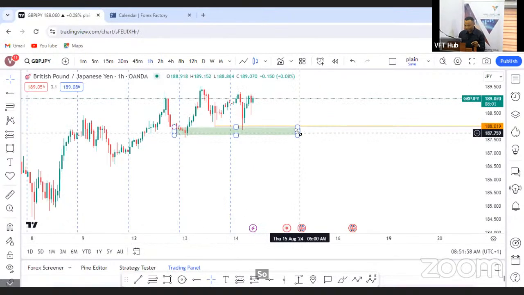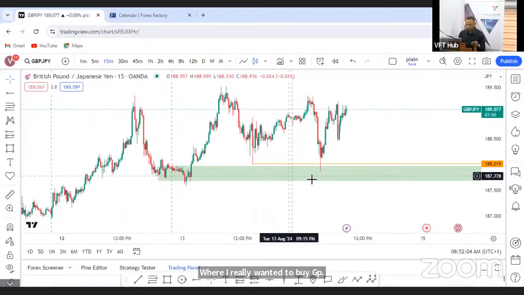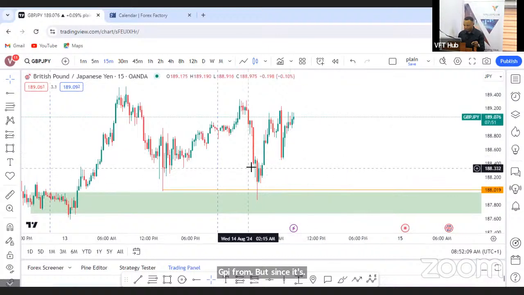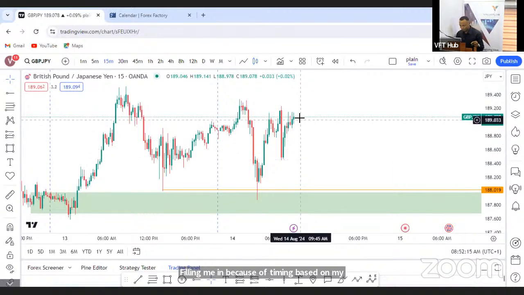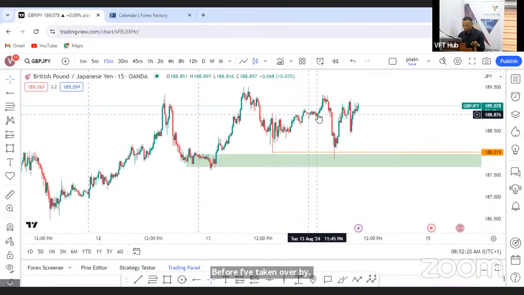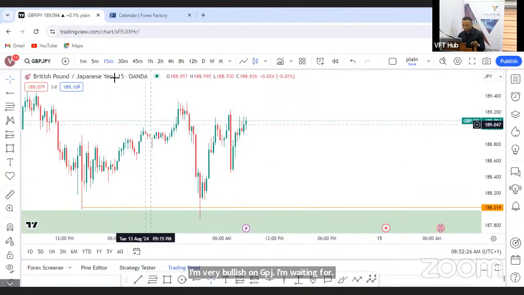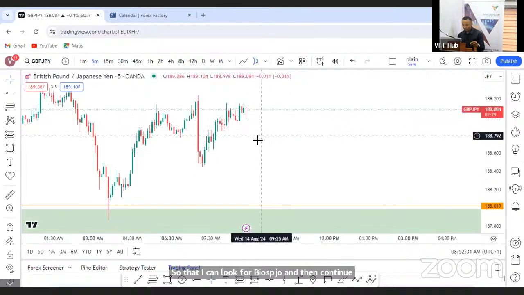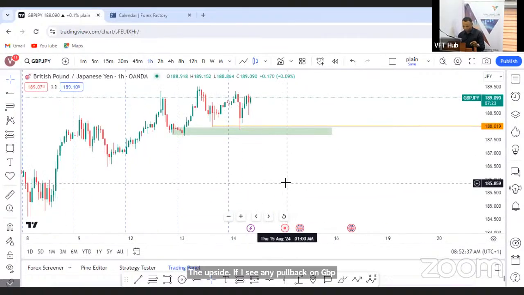This is where I really wanted to buy GBP JPY from, but since it's not filling me in because of timing based on my own geographical location, I would wait for GBP JPY to give me some discounts before I take another buy to the upside. So with this, I'm still telling you guys that I'm very bullish on GBP JPY. I'm waiting for price to give me some decent retracement so that I can look for buys on GBP JPY and then continue trading it to the upside. So if I see any pullback on GBP JPY, I'll be willing to take my buys to the upside.